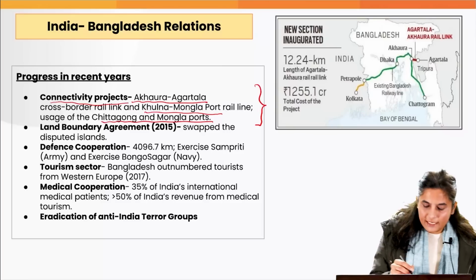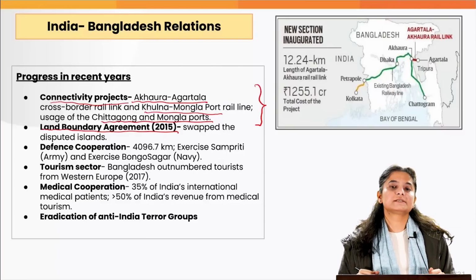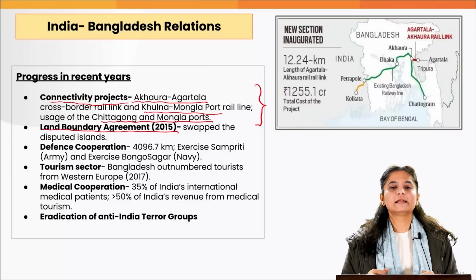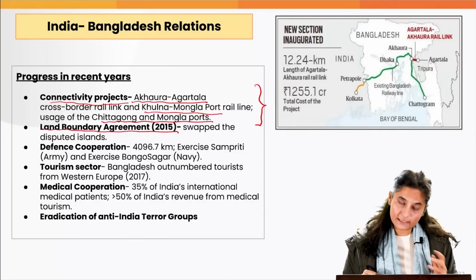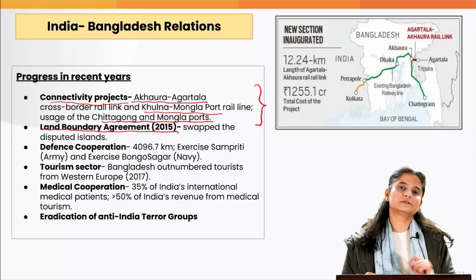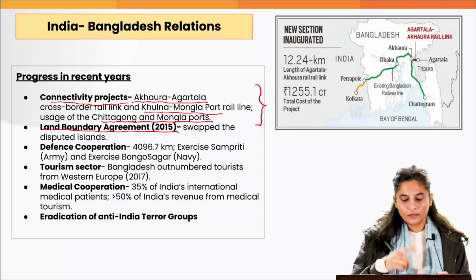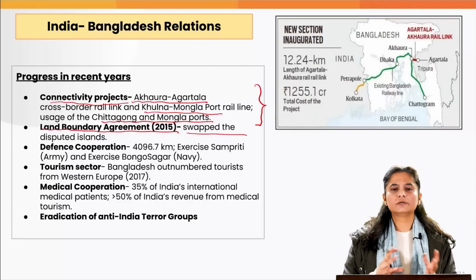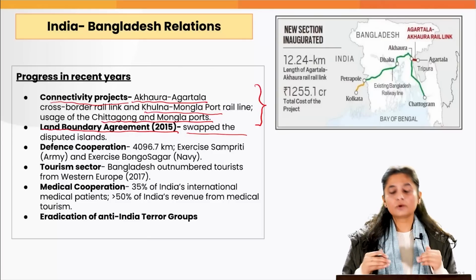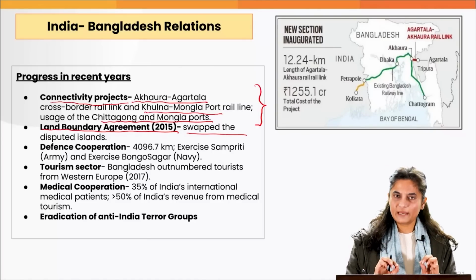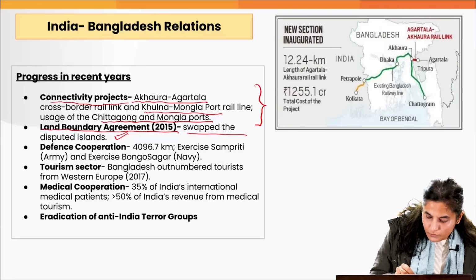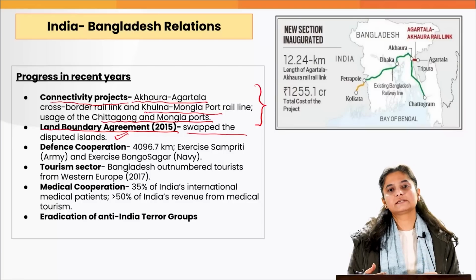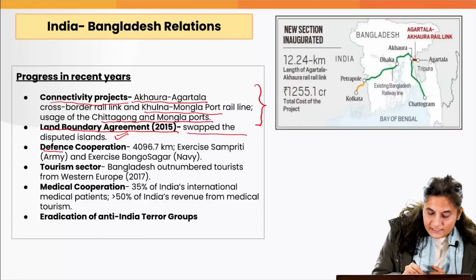Then there is the case of the land boundary agreement. It is one of the successful case studies the world over of how two countries can come forward, dialogue constructively and achieve a mutually acceptable solution, which came in the form of the 100th Constitutional Amendment Act in India's case, and in 2015 this was termed as the Land Boundary Agreement. In this, we swapped various disputed enclaves which were claimed by both of these countries, but they were accordingly divided and allotted to both, and now this issue stands settled. This is one of the significant successes that we have been able to achieve.